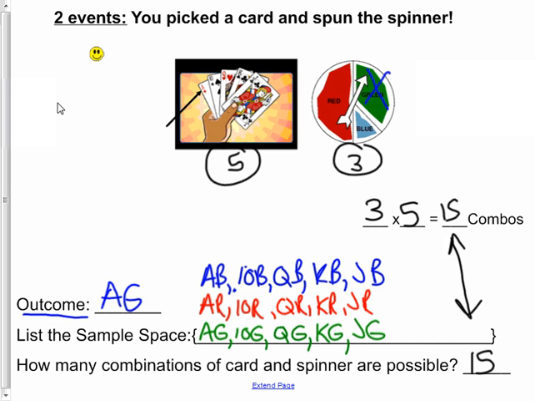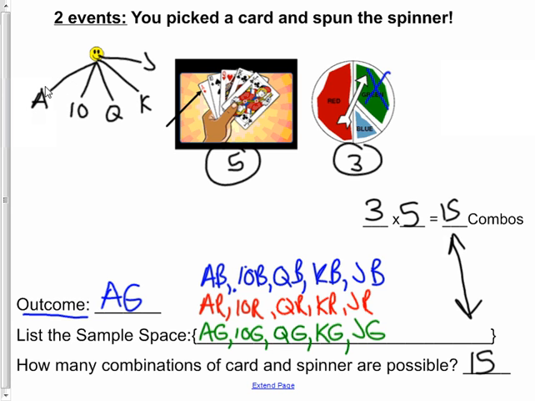There's one more way I'd like to show you, and that's doing a tree diagram. So this is me right here, and I'm going to choose a card and spin a spinner. Let's start with the cards. There are 5 different cards I could draw. So 1, 2, 3, 4, and 5. And I'm just going to put the first letter: ace, 10, queen, king, and jack. Now once I've picked my card, there are 3 different colors.